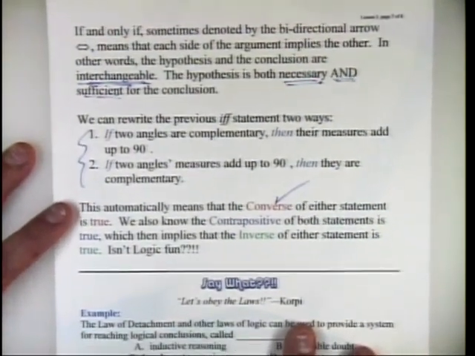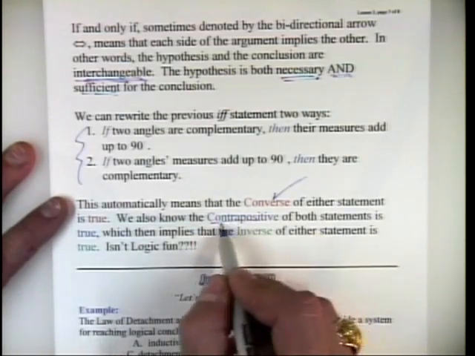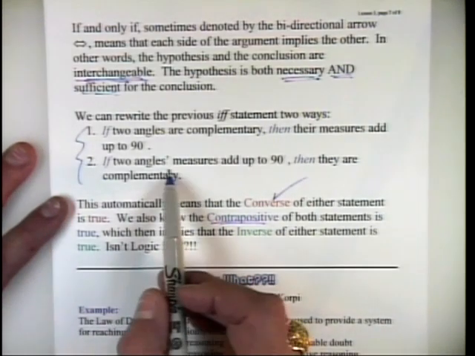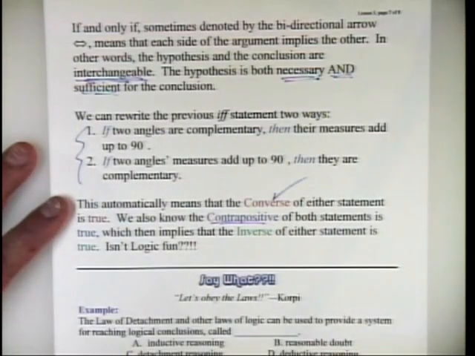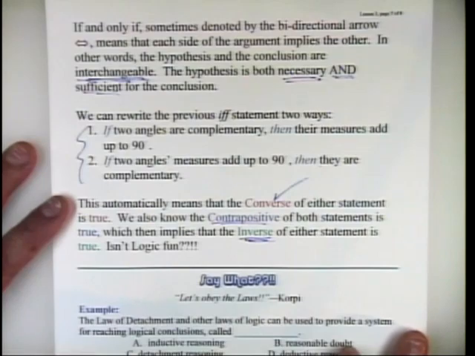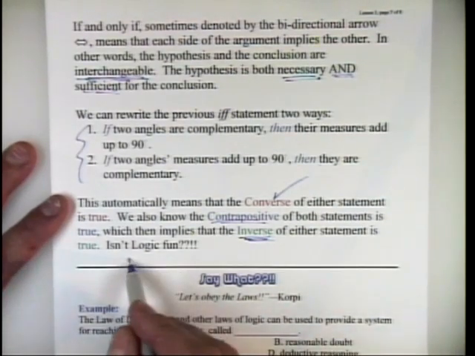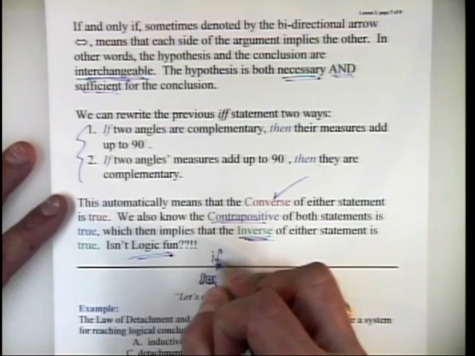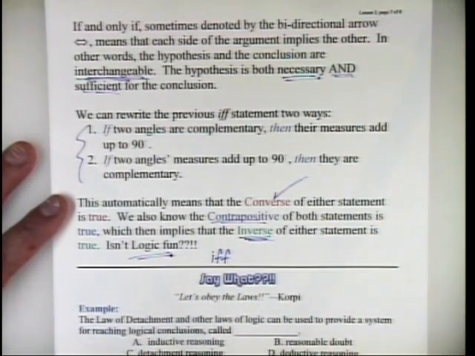Now watch the logic here. We already know that a true statement has a contrapositive that is also true. So the contrapositive of both of these statements is true, which will imply that the inverse is also true. Wow, isn't logic fun?